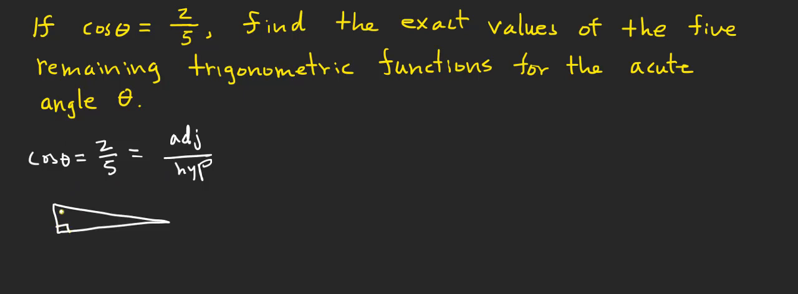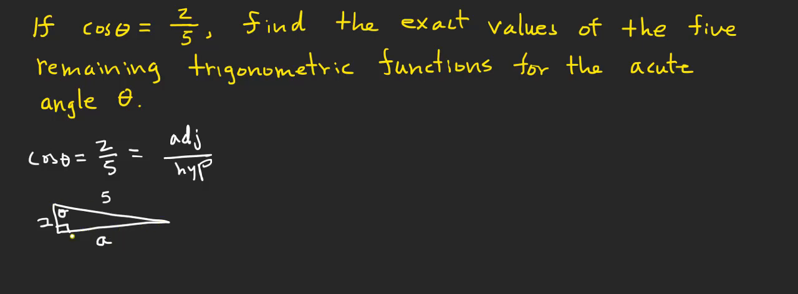So here's a right angle. Let's call this theta right here. And the hypotenuse is going to be 5. Adjacent is going to be 2. But we don't know what is opposite. Let's call this A. If we find the value of A, then we could find the remaining 5 trig functions.